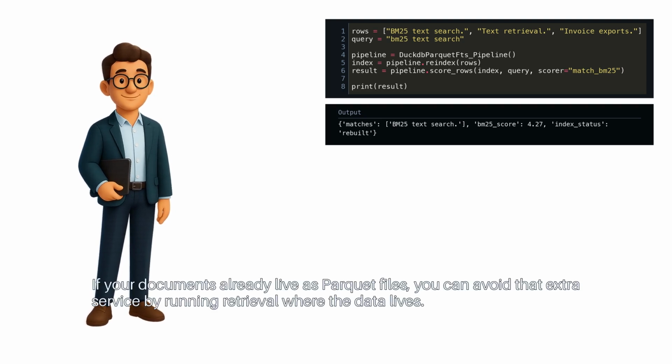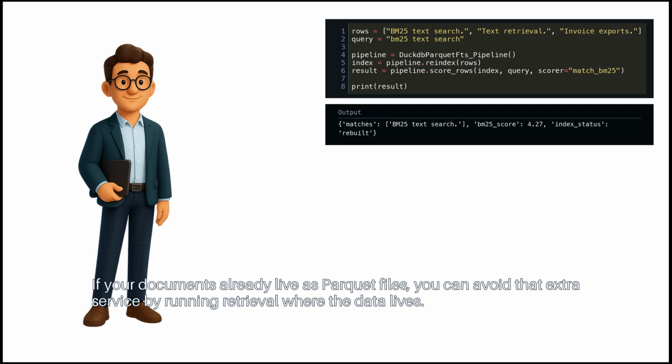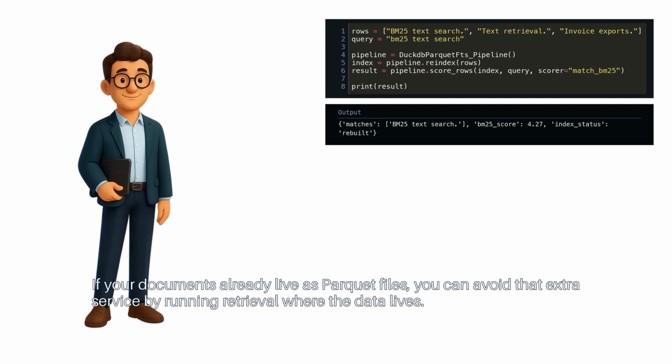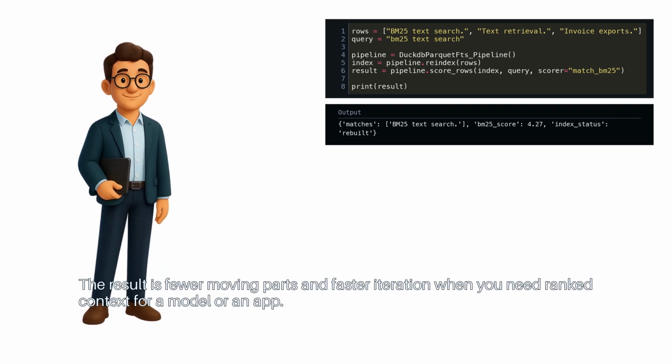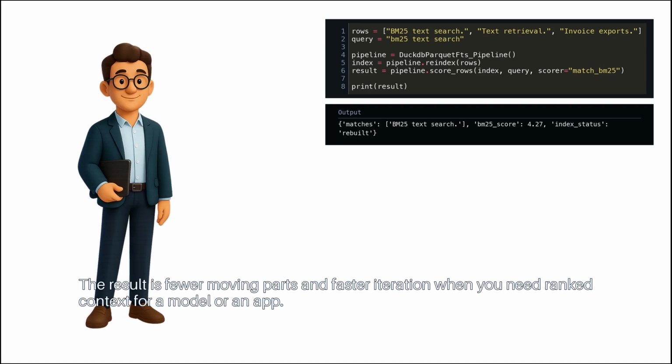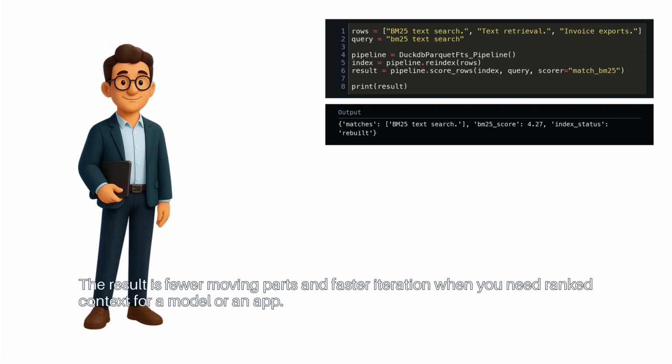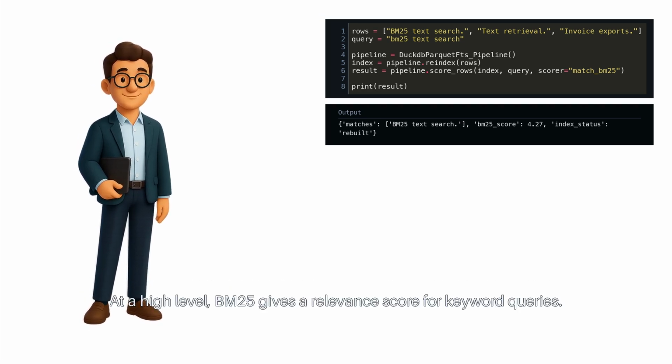If your documents already live as Parquet files, you can avoid that extra service by running retrieval where the data lives. The result is fewer moving parts and faster iteration when you need ranked context for a model or an app.